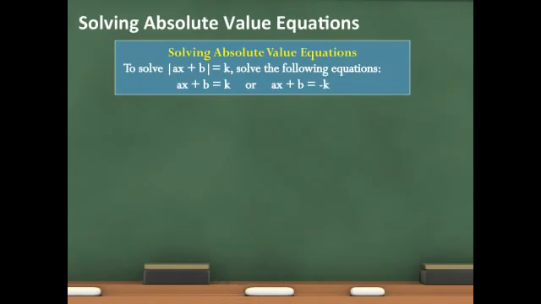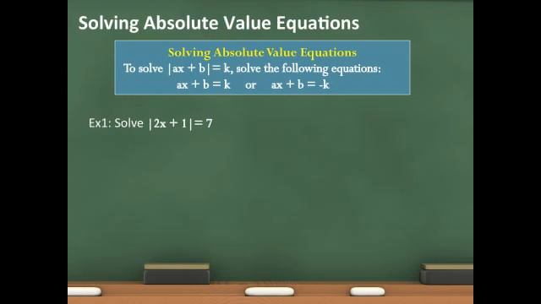In general, to solve the absolute value of ax plus b equals k, you need to solve the following two equations: ax plus b equals k, or ax plus b equals the opposite of k. Notice in the first equation k is positive, and in the second equation k is negative. To help you understand this better, let's look at some examples.